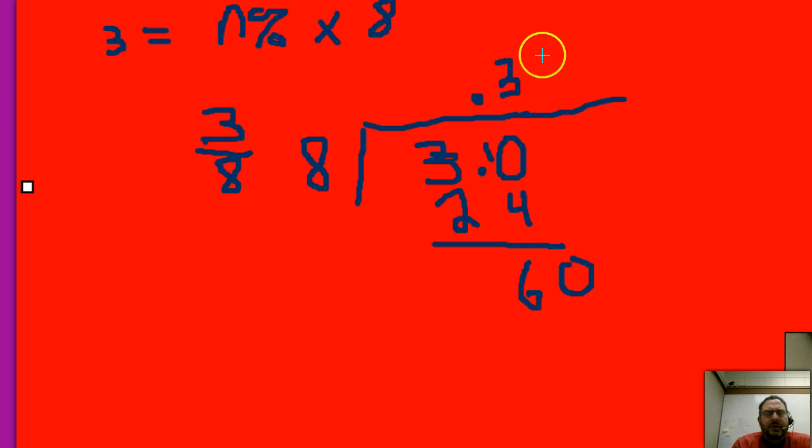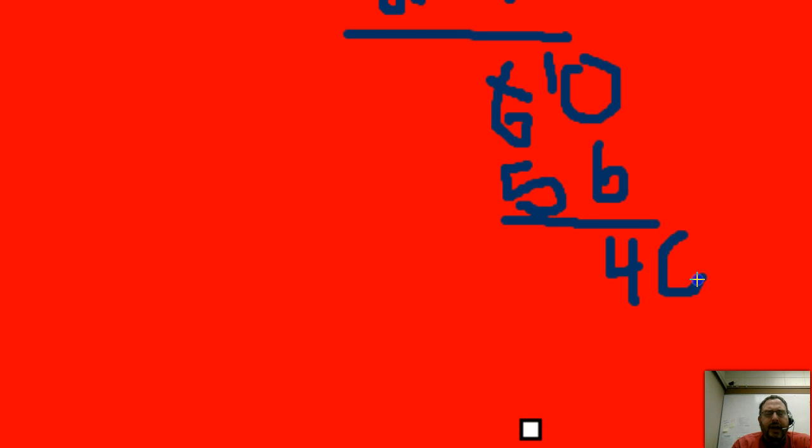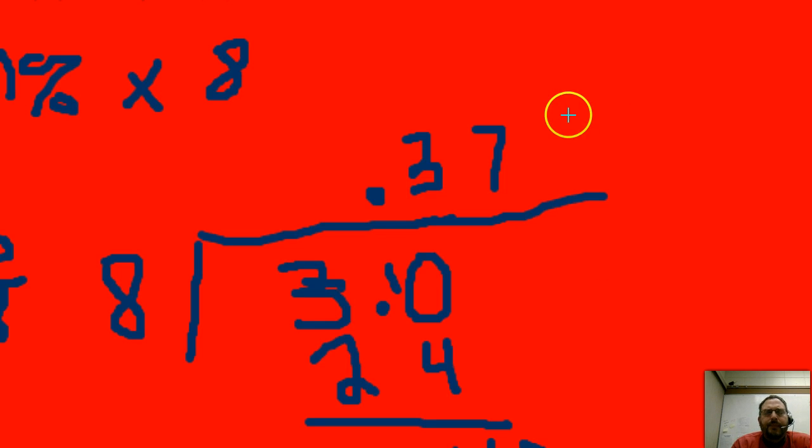8 goes into 60 7 times. 8 times 7 is 56. So I write 56. Subtract. Got to borrow again, so I cross off that. Make that, bring over 10. 10 minus 6 is 4. Compare the 8 and the 4. 4 is too small, so tack on another 0. And now it gets really easy. 8 goes into 40 5 times.